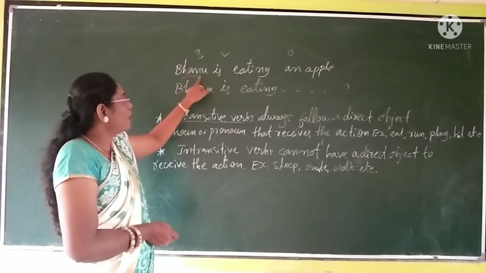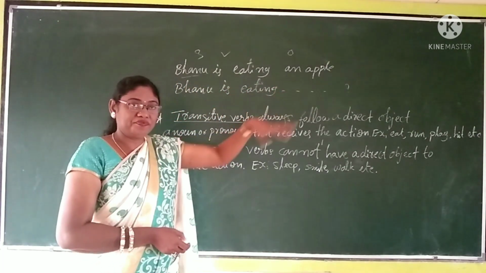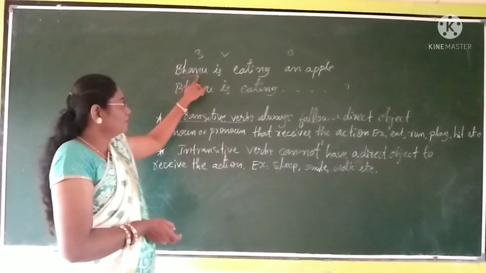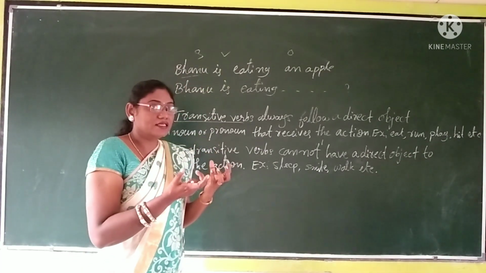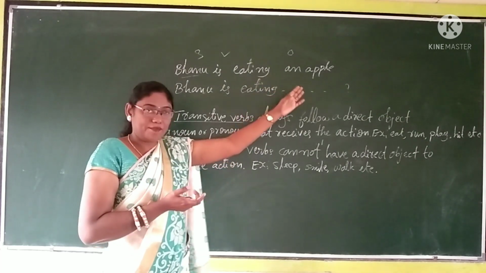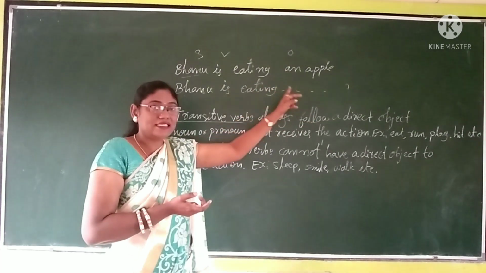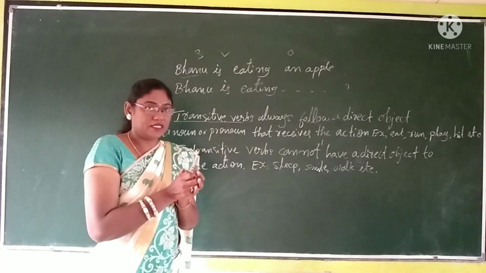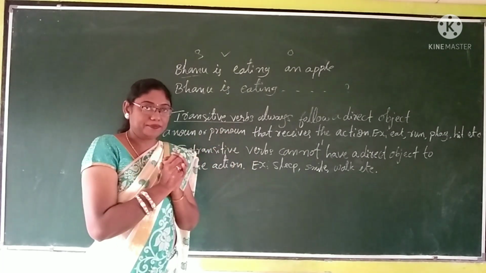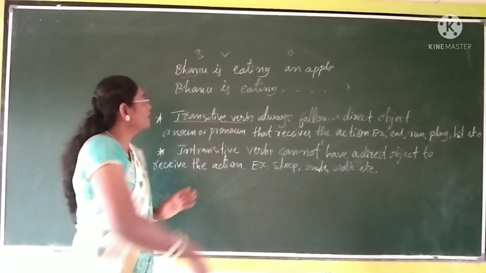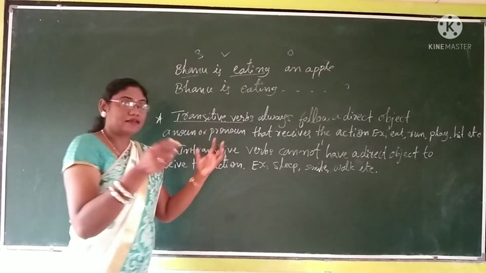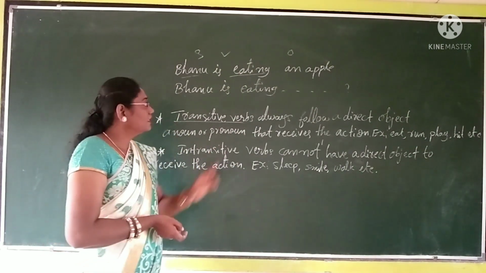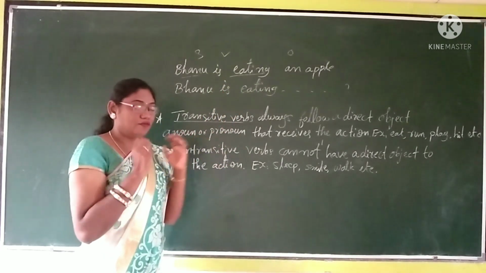And here, Banu is eating an apple. It gives complete sense, isn't it? Banu is eating what? Eating something, what? An apple. So here apple is the direct object, and this sentence is complete. In this type of sentence, eating is a transitive verb. Understand? Eating is called a transitive verb.